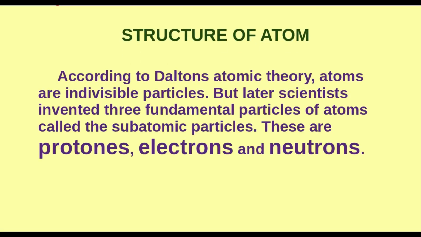Structure of atoms. In this chapter, we discuss the properties of fundamental particles, protons, electrons and neutrons, and the experiments that led to the different models of atoms. According to Dalton's atomic theory, atoms are indivisible particles, but later scientists discovered three fundamental particles of atoms called the subatomic particles. These are protons, electrons and neutrons.